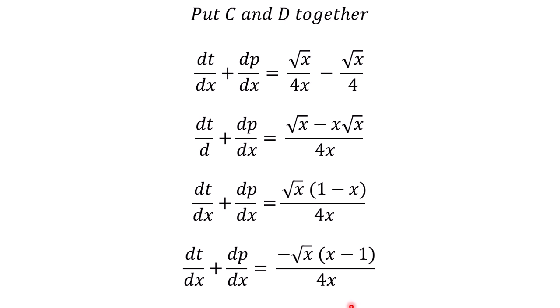Now that we know the answer to the addition of both of them, that is a and b and then c and d, let's move on to the final part, that is the derivative of y, dy over dx. With dy over dx, we're just going to put the answer to a and b and then c and d together.